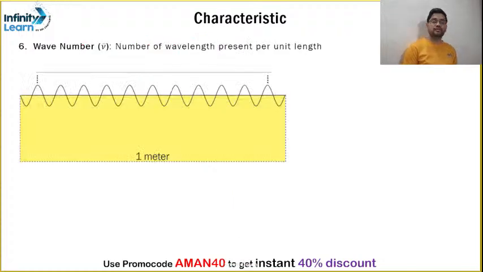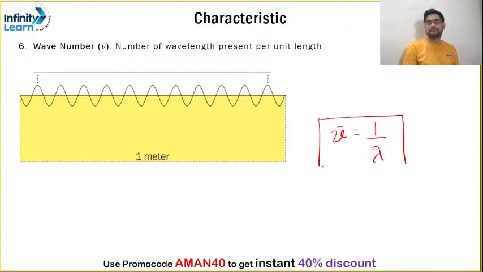The last one is wave number. It is the number of waves present in 1 meter length. So wave number is equal to what? 1 by lambda. That's it. Is that thing clear?